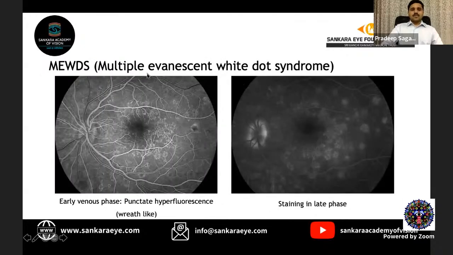Whereas this is an example of multiple evanescent white dot syndrome, in which in the early venous phase, we see presence of punctate hyperfluorescence, which is arranged in the form of a wreath. And we can see that in the late phase, there is staining. Here we can also see that there is presence of disc leak.